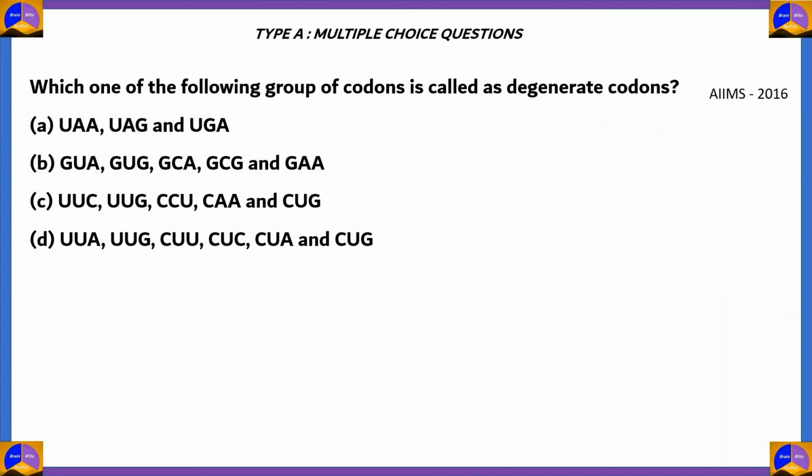So, next question. Which one of the following group of codons is called as degenerate codons?